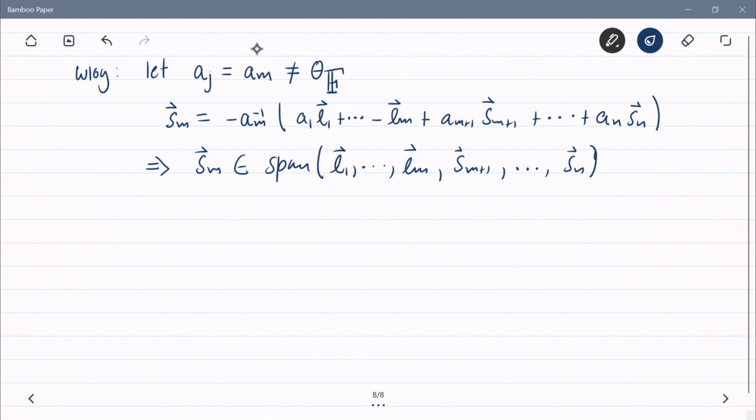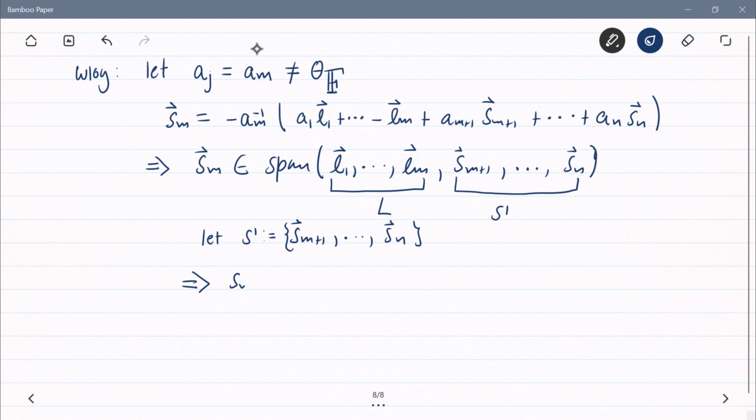Here we can sort of define some things. This is obviously the orthogonal linearly independent subset. This is a subset of the orthogonal S. Let us call this S prime simply. That is, S prime we defined as... So this implies that S sub m belongs to the span of L union S prime.